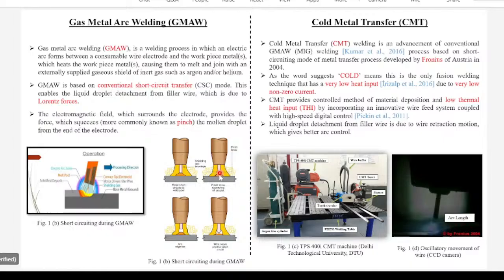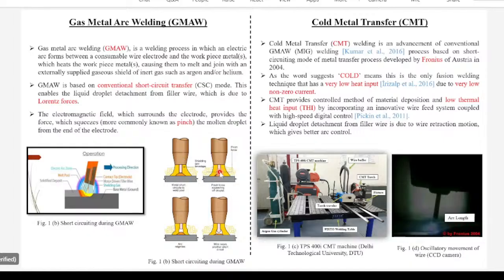And the droplet detachment, you can see the pinch effect in this GMAW, and this is the melt pool. When the droplet is detached from the wire to the melt pool, the responsibility lies with the Lorentz forces. So Lorentz forces are none other than the electromagnetic forces and the gravitational forces. So these forces are responsible for detaching the droplet from the wire to the melt pool.